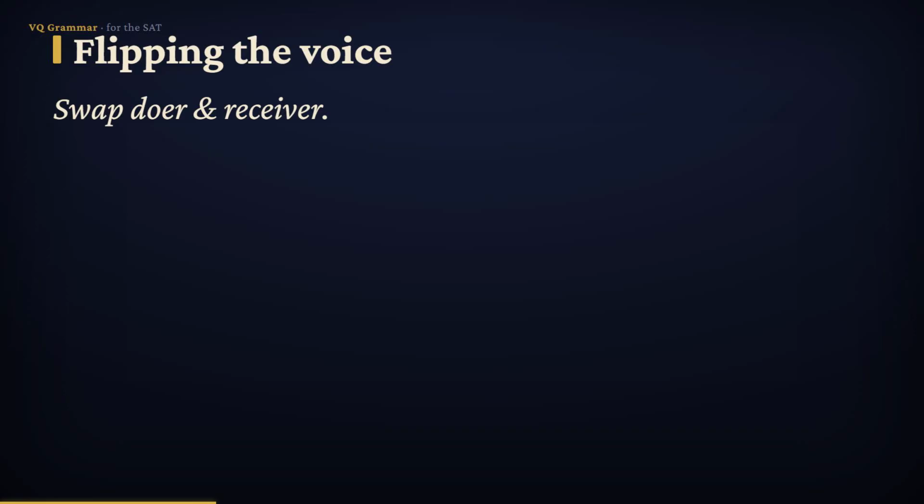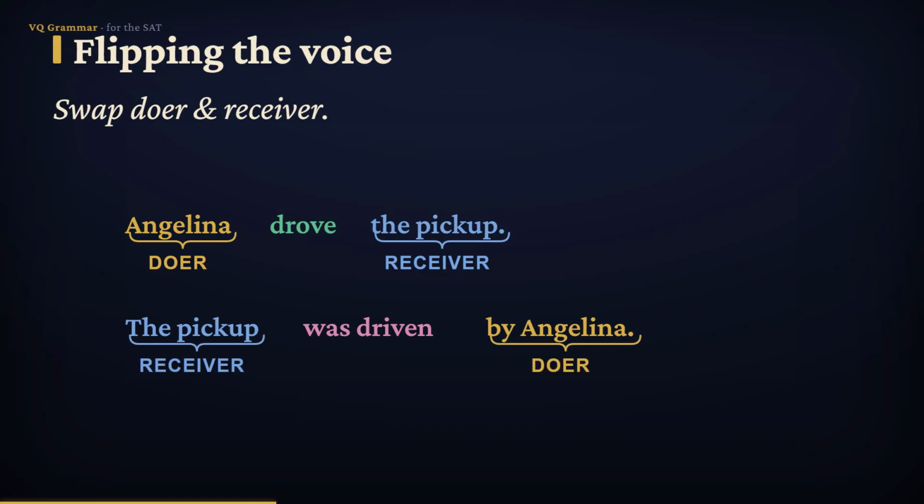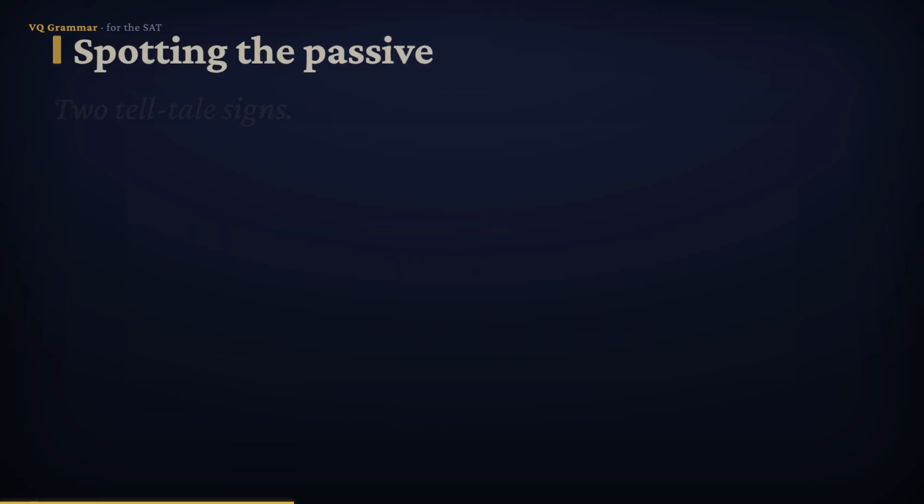Here's the move that connects them, flipping a sentence from active to passive. Start active. Angelina drove the pickup. Angelina is the doer. The pickup is the receiver. To go passive, you swap their places. The pickup was driven by Angelina. The receiver now leads as the subject, and the doer, Angelina, slides to the end in a by phrase. Same facts, just rearranged.